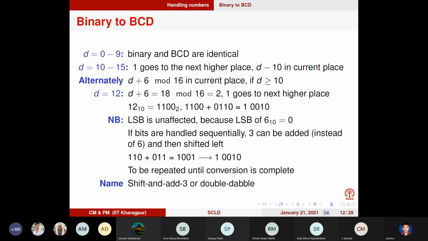So you add 6 to 12, you get 18. Take mod 16, you get 2. You get the binary representation for 2 and consider that as the BCD representation for 12. Okay, so this is 12. You add 6 and take modulo 16. So basically you get 0, 0, 1, 0, which is 2.